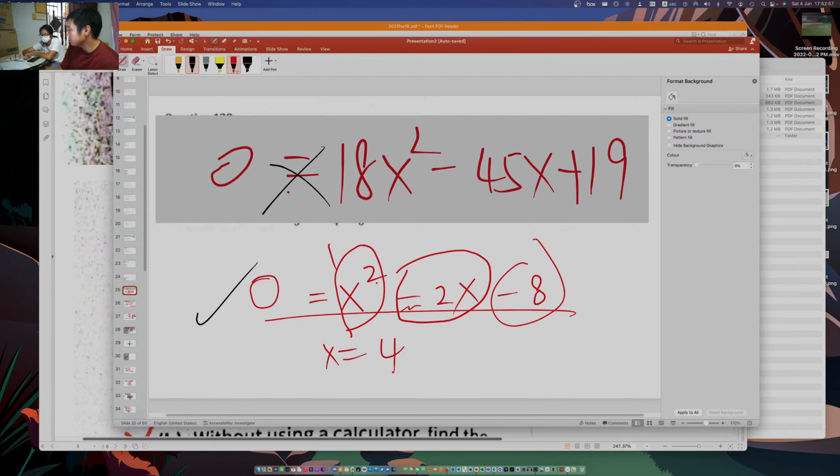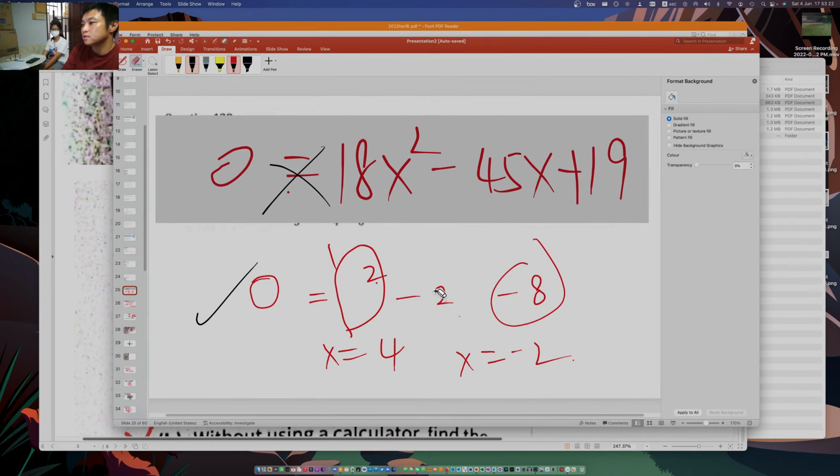You press one more time. Actually, there are two answers. Negative 2. Okay, good. So in a way, if you get power 2, you will have two answers for x. If you get x to power 1, you have one answer only. You can actually test whether they are correct or not. You put it back. You put the 4 in.